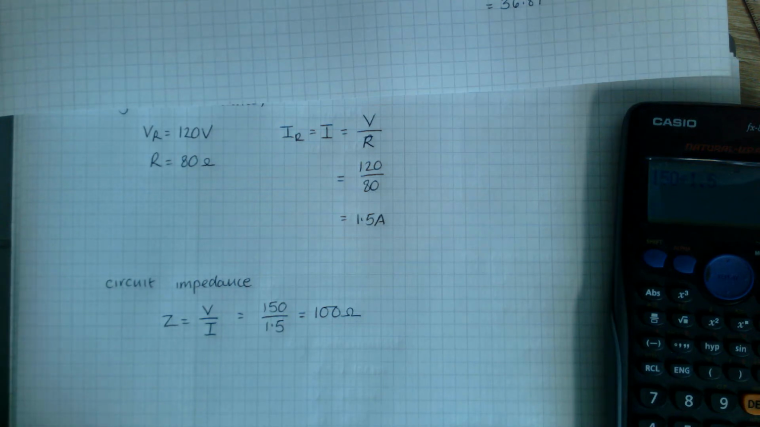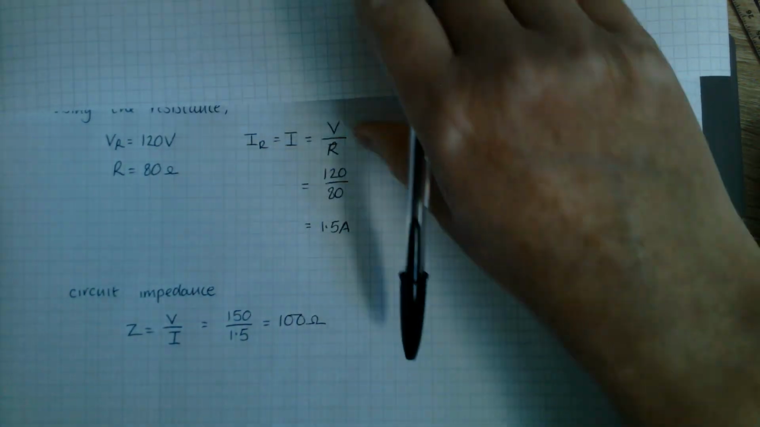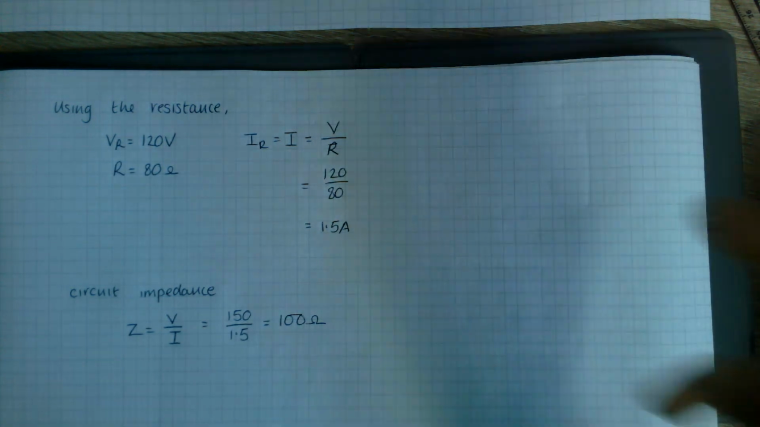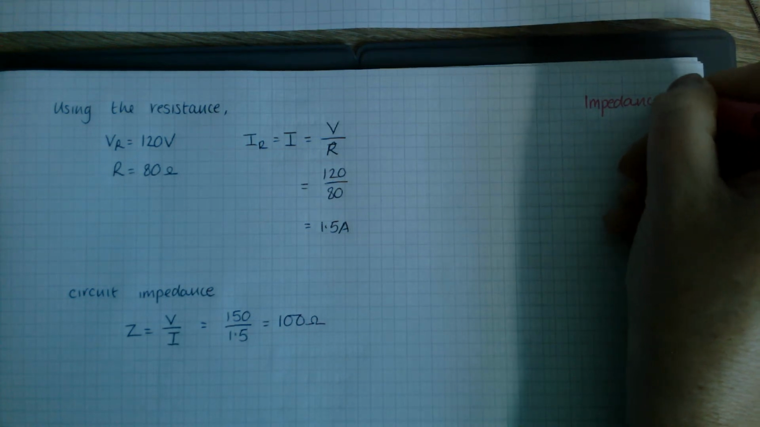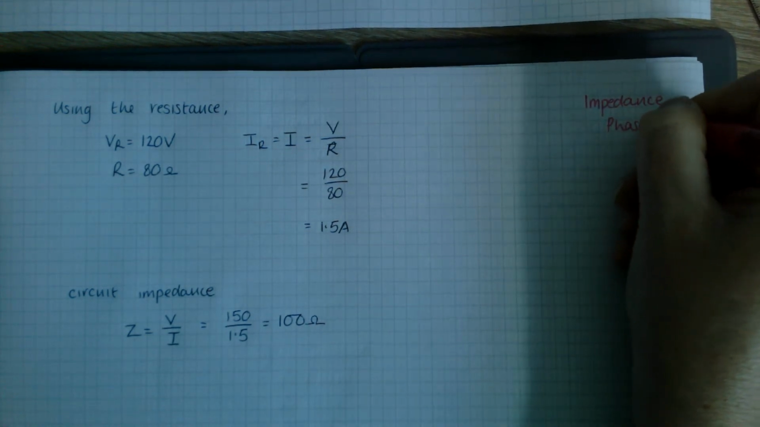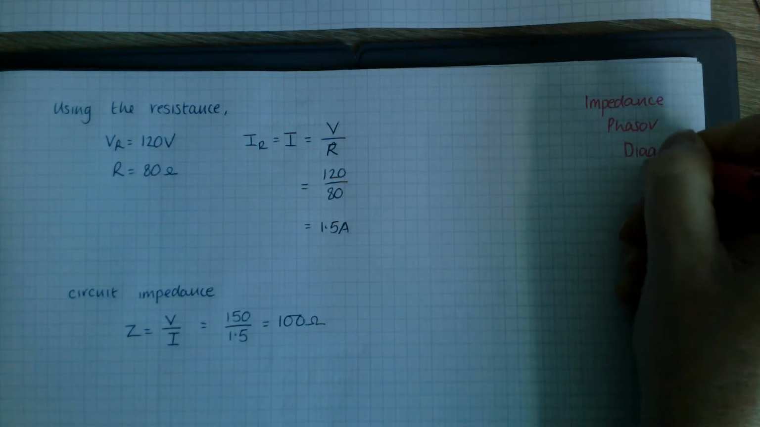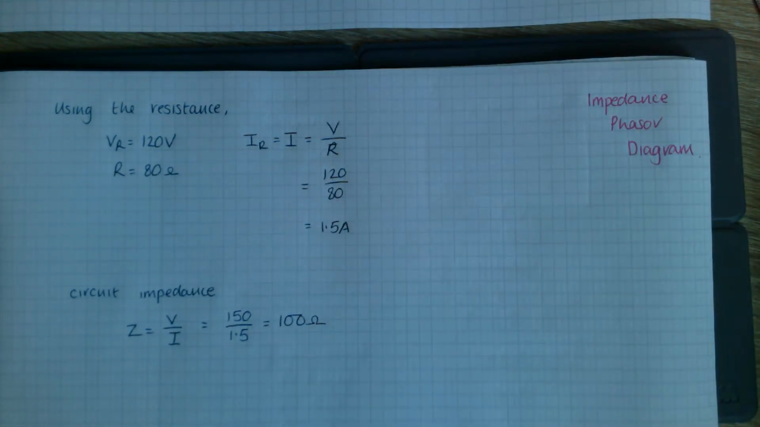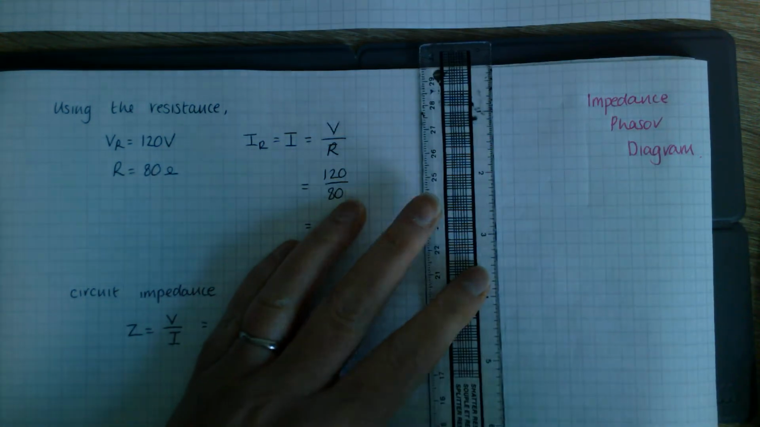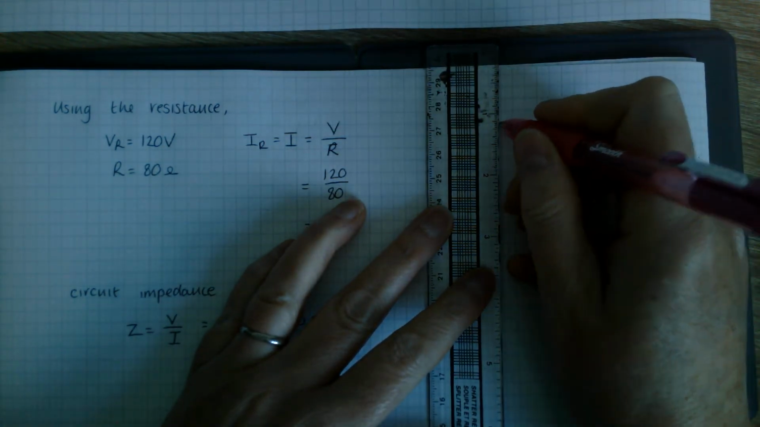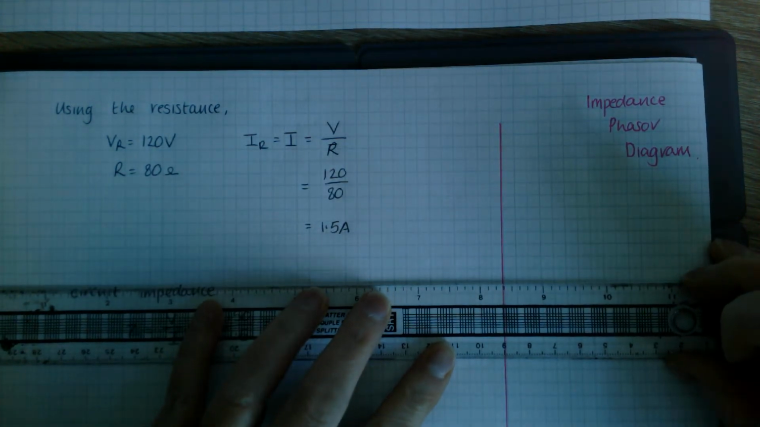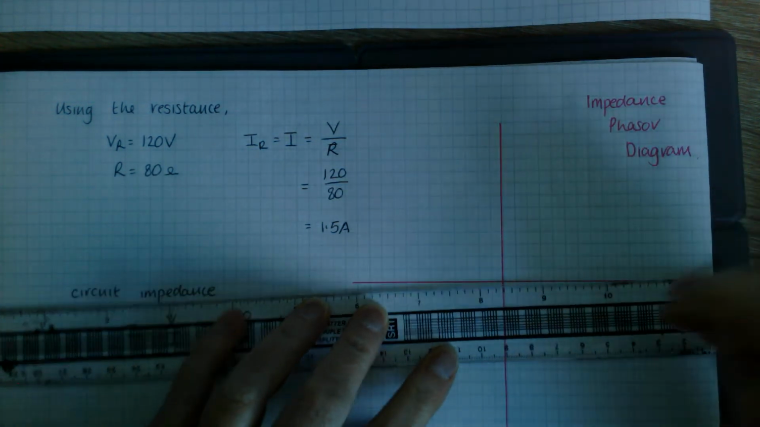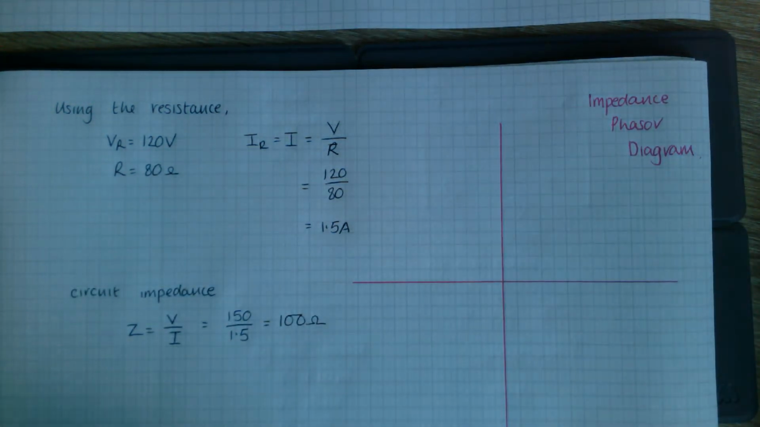So that's the phasor addition of your R plus XL. From this now, I'm going to use this to draw my impedance phasor diagram. I know that my circuit phase angle is going to stay the same. So I've got my direction for Z and I know what my value for R is.